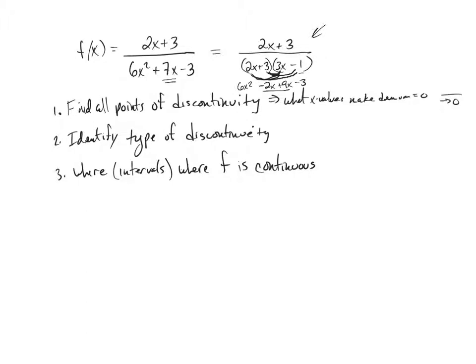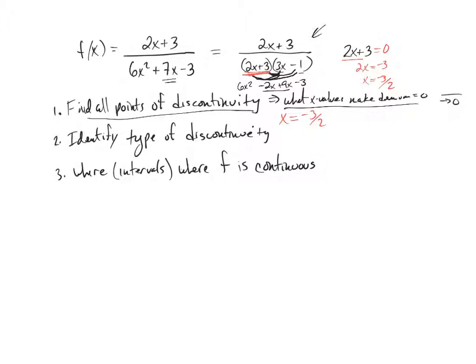So it's really easy when I say find all points of discontinuity. I'm really just asking you to say what values of x make the denominator 0. Now it's really easy to see what makes the denominator 0. Either 2x plus 3 because of this guy over here. Either 2x plus 3 equals 0, which means 2x equals negative 3, which means x equals negative 3 halves. There's one point of discontinuity.